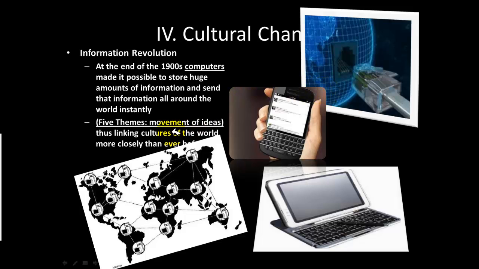The information revolution is all about the theme of geography that we discussed, movement. This picture represents how quickly ideas move. You just need a server and an internet connection and a computer, or not even a computer, just an internet connection and a phone, a smartphone, or a tablet, and you can send ideas and information all over the world instantly.